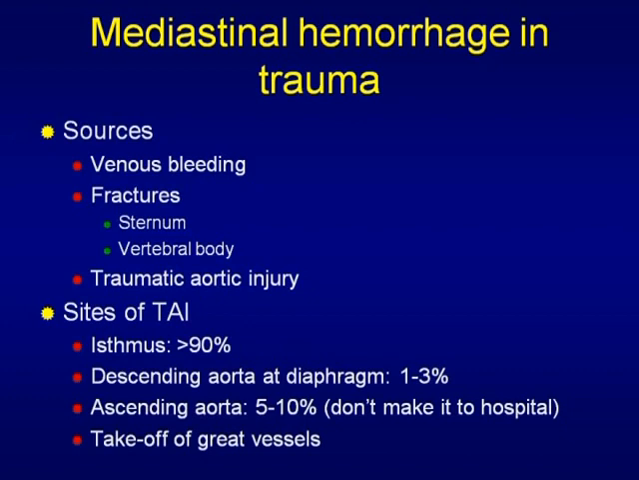Another site of fixation would be at the diaphragm, when the aorta passes into the abdomen. That's sort of fixed next to mobile area. Ascending aorta, this is from the pathology literature: 5 to 10% of traumatic aortic injury is in the ascending aorta. Of course, they don't tend to make it to the CT scanner, so we almost never see isolated ascending aortic injury. And then injury at the takeoff of the great vessels is actually fairly common. Again, it's a site of fixation versus a site of mobility, so they tear right at the origin.